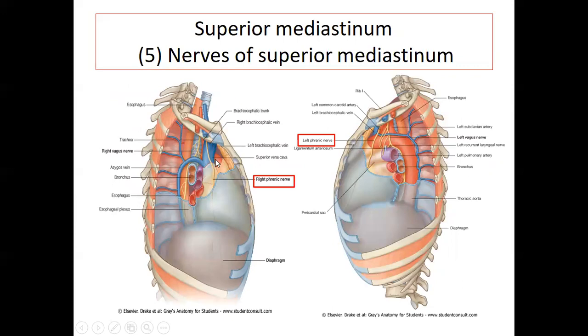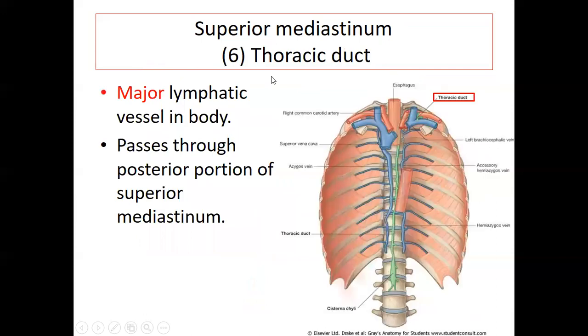If you see from this picture, this is the right phrenic nerve. You can see here it goes from the superior mediastinum down here, and then it reaches the diaphragm and supplies the diaphragm. This is the right phrenic nerve, and on the left side we have the left phrenic nerve, going here and going down to supply the diaphragm.